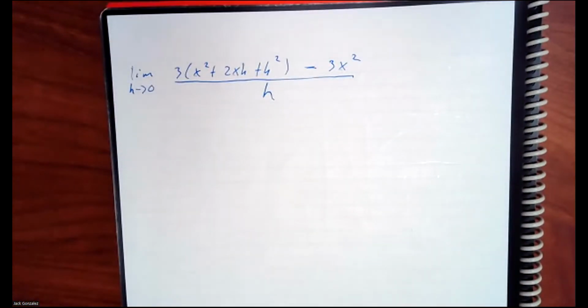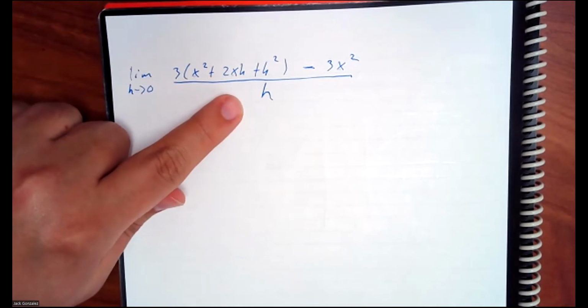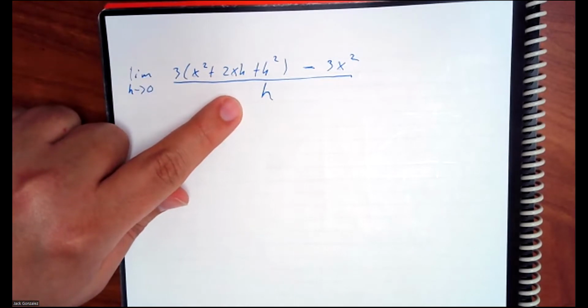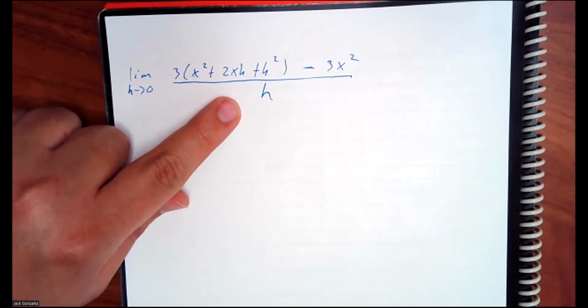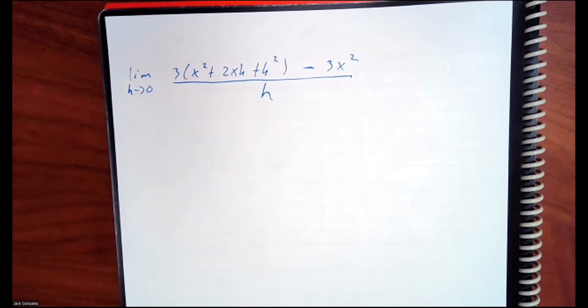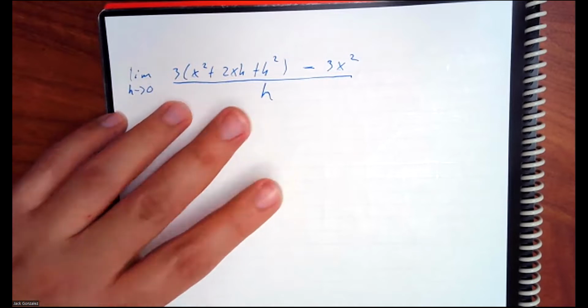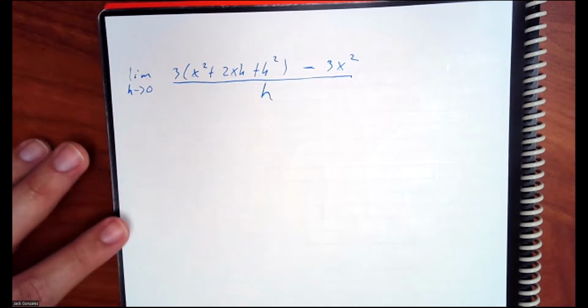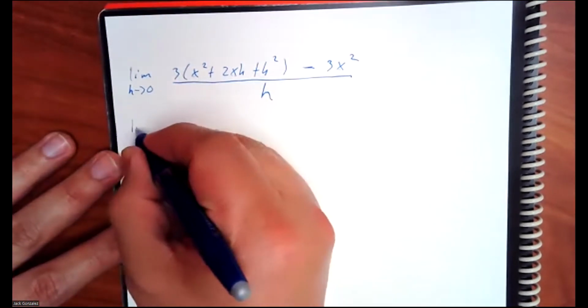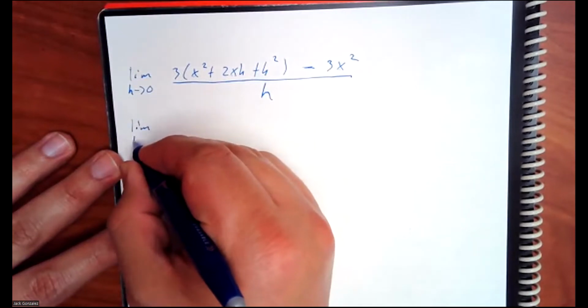Distribute the 3, see what cancels, and then factor h. This h down here is supposed to cancel. If it does not cancel, then you made a mistake somewhere. When you're doing this in the homework or an exam, h needs to cancel, and then you take the limit. I got this all the way down to 6x plus 6h.